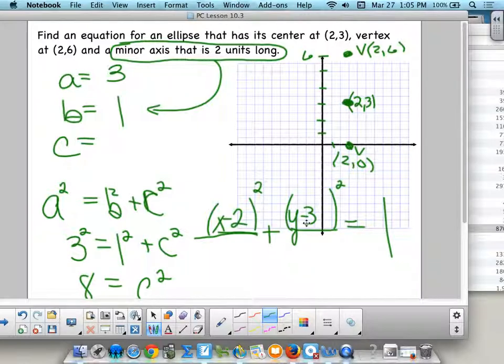2, 3. Where's the a squared go? Under the y, because this is a vertical major axis. So you put what here? 3 squared. 9. And 1, because that's the b, right? Okay, got it. You know what? They didn't ask you for any more, did they? No. It'd be something like this if you did sketch it though.